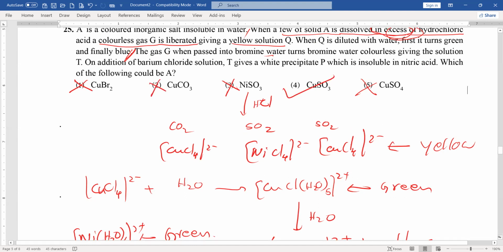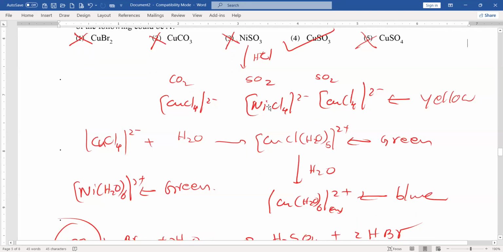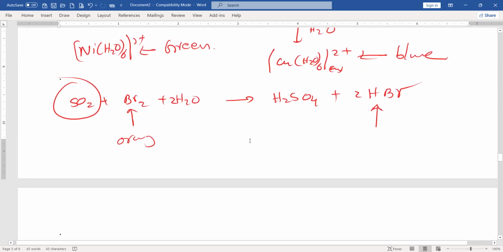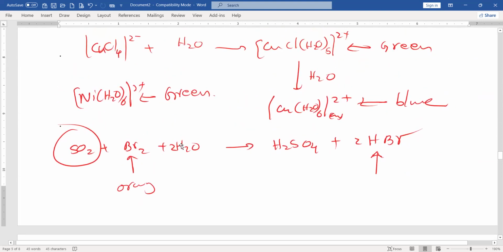Copper carbonate normally doesn't react with Br2. Actually, that CO2 will not react with Br2. That's why your answer is copper sulfide.